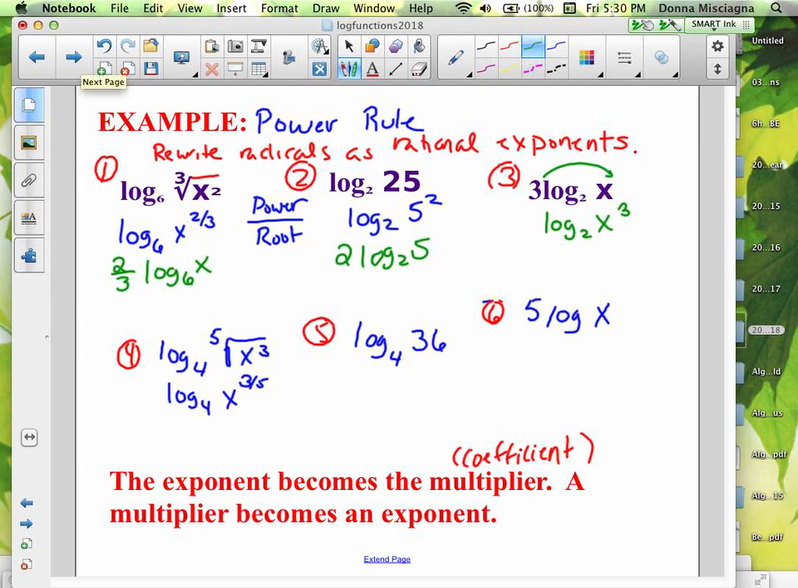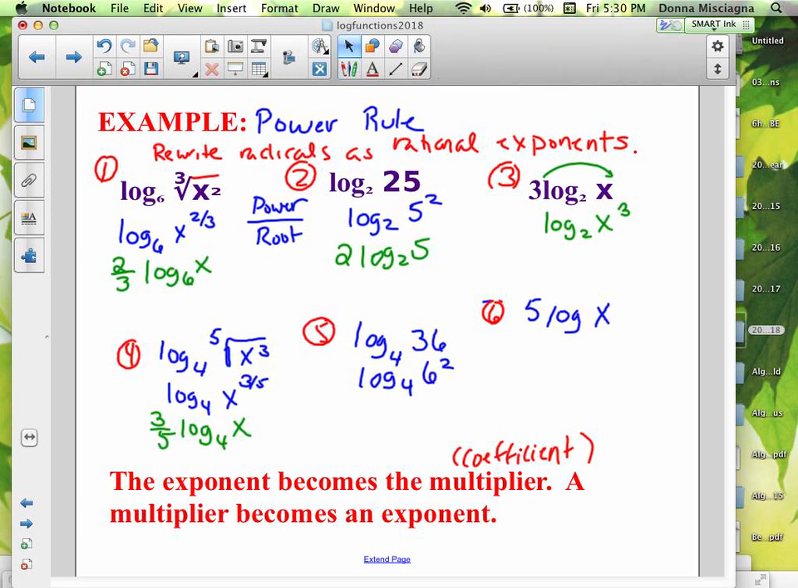All right, let's rewrite these last 3 here. All right, so power rule, the exponent can move in front. Log base 4 of x to the 3/5 is the exact same thing as 3/5 log base 4 of x. All right? This is kind of like the one right above it. I don't have any exponent here, but I could rewrite log base 4 of 36 as log base 4 of 6 squared. Now we have an exponent, it can move in front. 2 times log base 4 of 6.